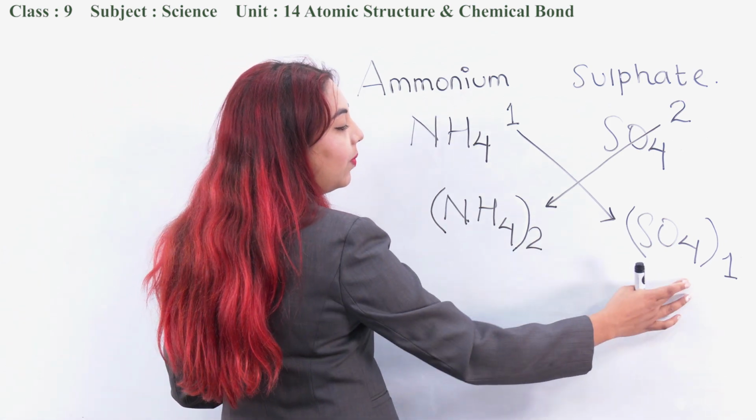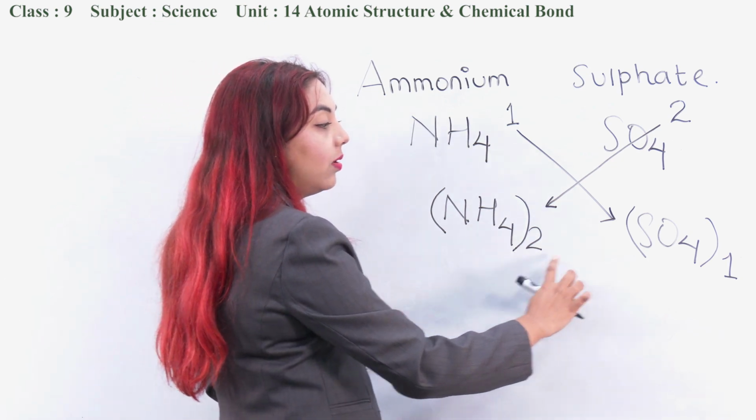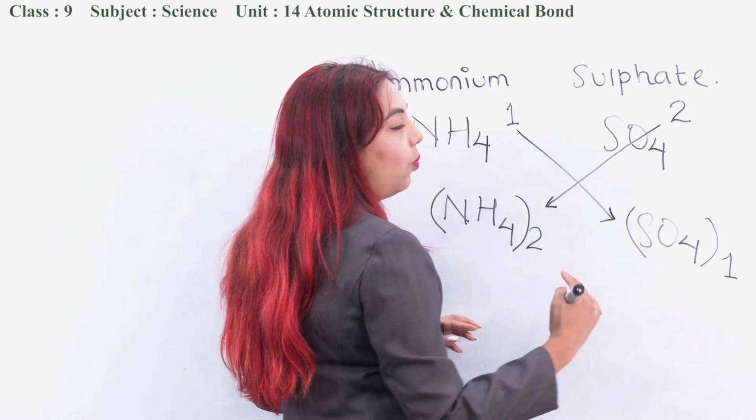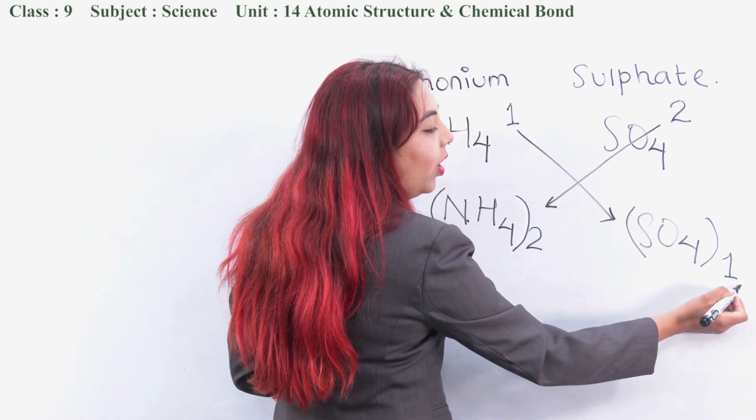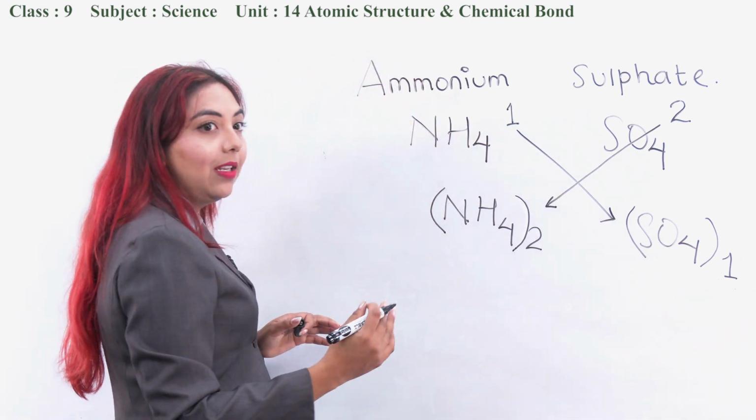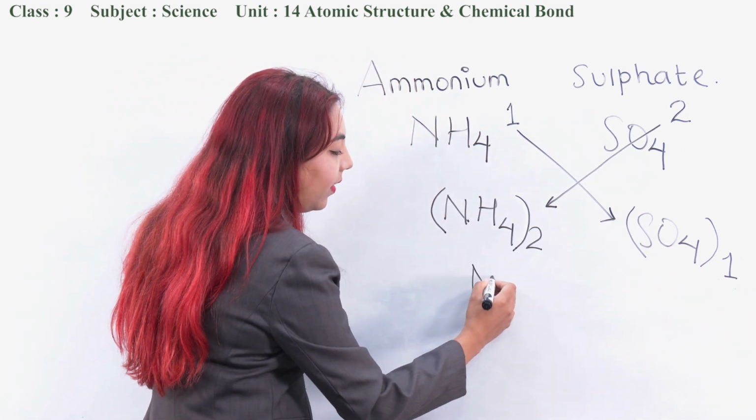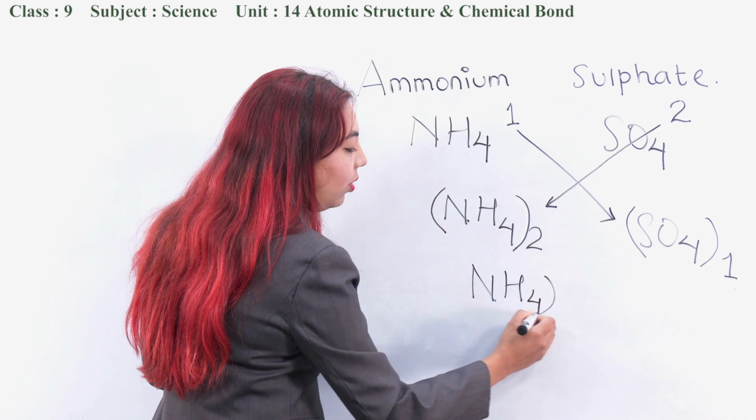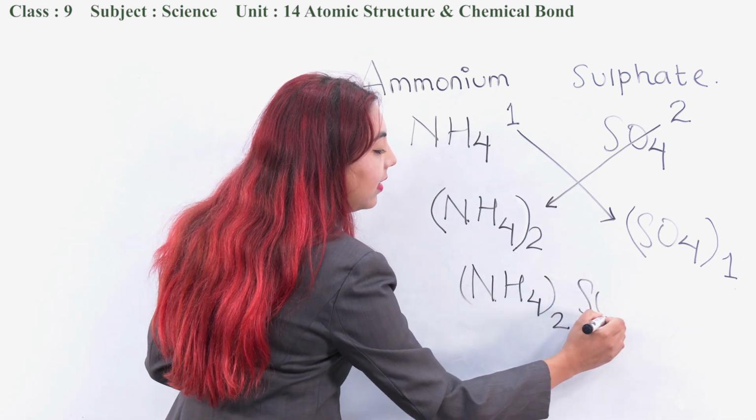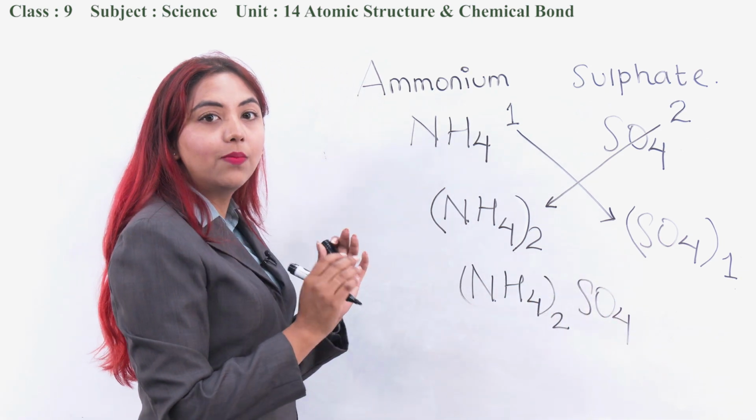So, after crisscross method, NH4 gets 2, sulfate gets 1. So, what happens now? Now, since this is 1, we can neglect it. So, the final molecular formula becomes (NH4)2SO4 for ammonium sulfate.